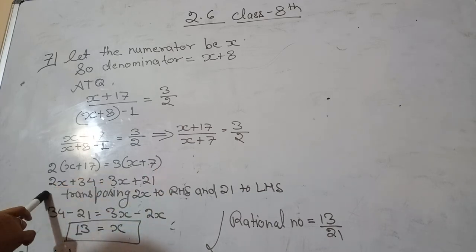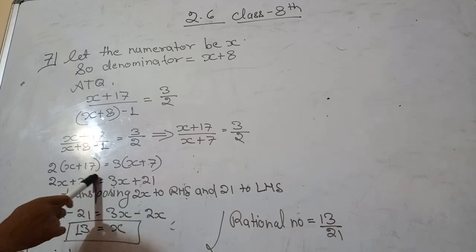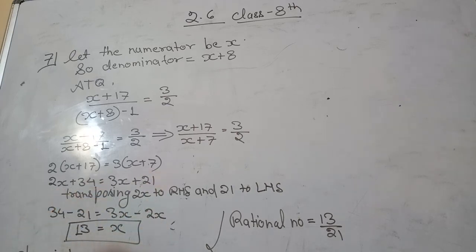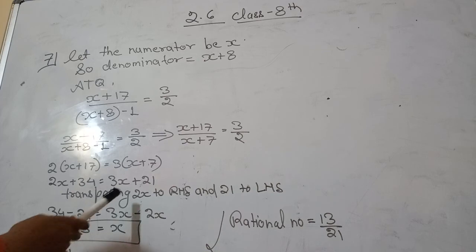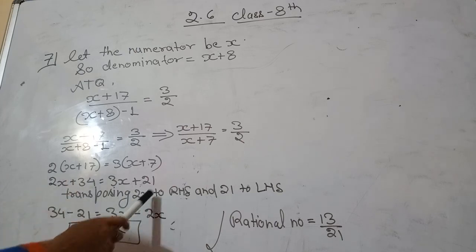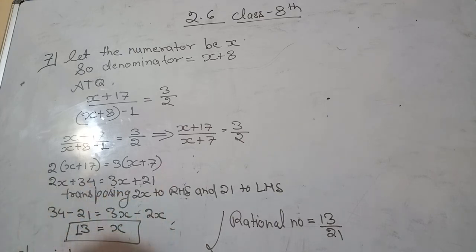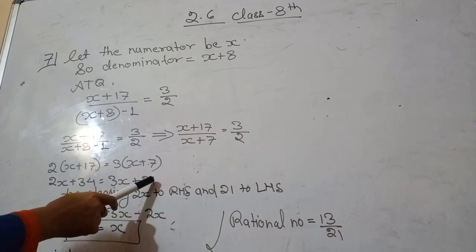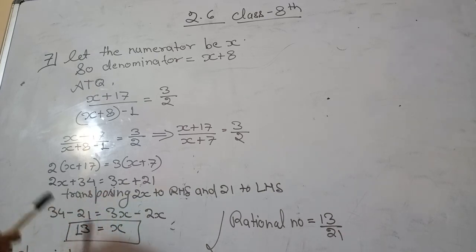Here you can see this is a variable, this is also a variable, and this is a constant and this is also a constant. So moving to the next step, transposing constants to one side and variables to the other side. Let us transpose 2x to the RHS and 21 to the LHS. So 34 minus 21, as we have transposed 21 to the LHS, and 2x to the RHS means 3x minus 2x. 34 minus 21 gives us 13 and 3x minus 2x equals x. Now let us see what we assumed in the starting. x is our numerator, so what is the value of x? The value of x is 13.